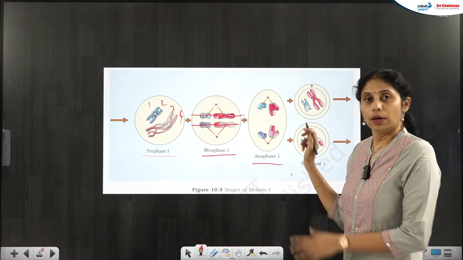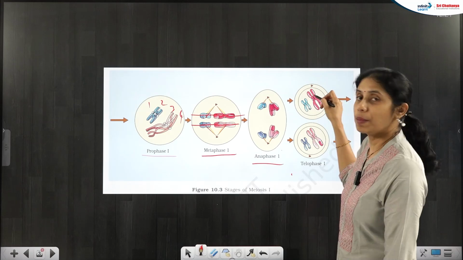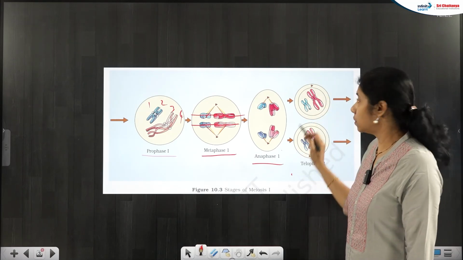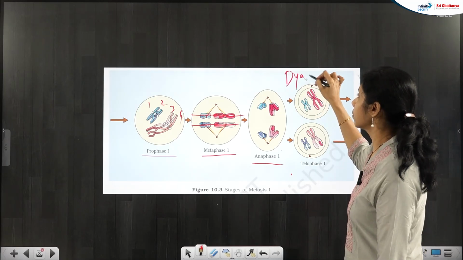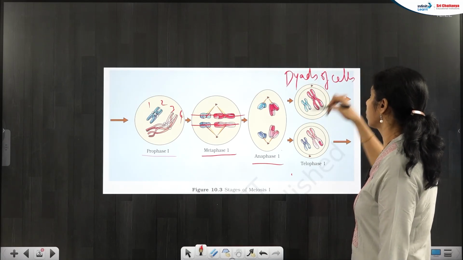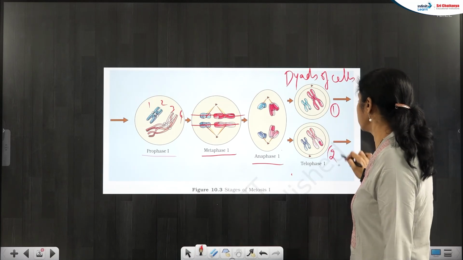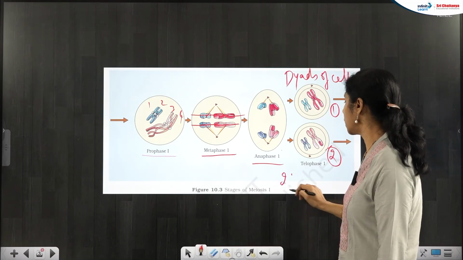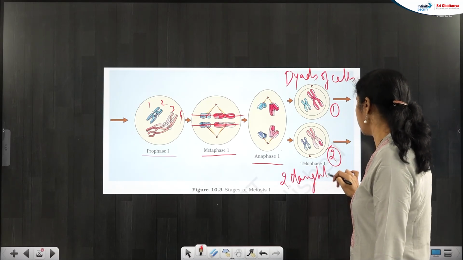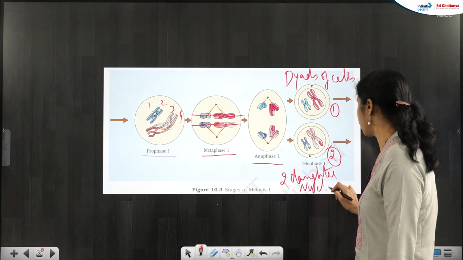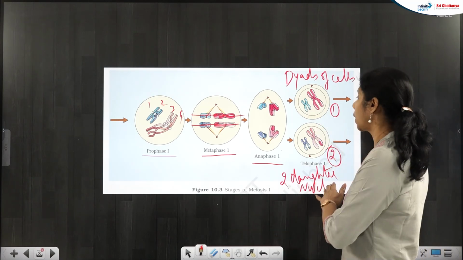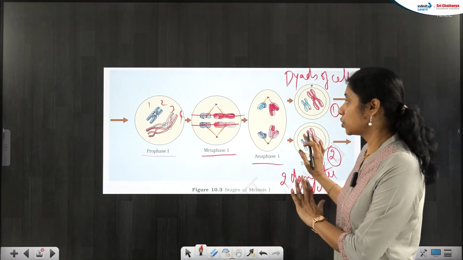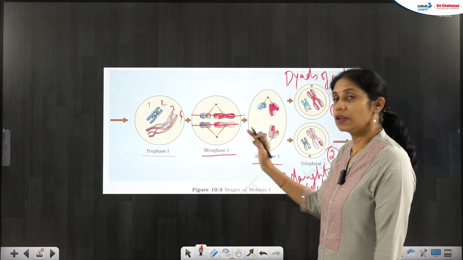Then telophase 1, the end of that, these 2 chromosomes develop a nuclear envelope and it becomes one daughter nucleus here, and one more daughter nucleus there. Before cytokinesis, these 2 are called daughter nuclei. Once cytokinesis is also completed, 2 daughter cells are formed, and these 2 are called a dyad of cells. So this is the picture given in NCERT, and you have to identify which stage is which.